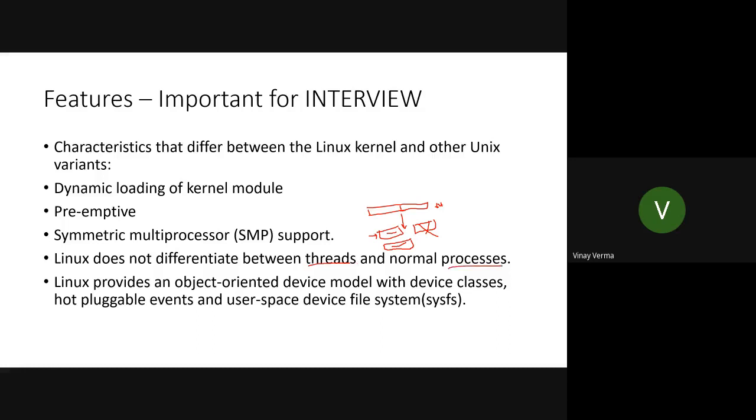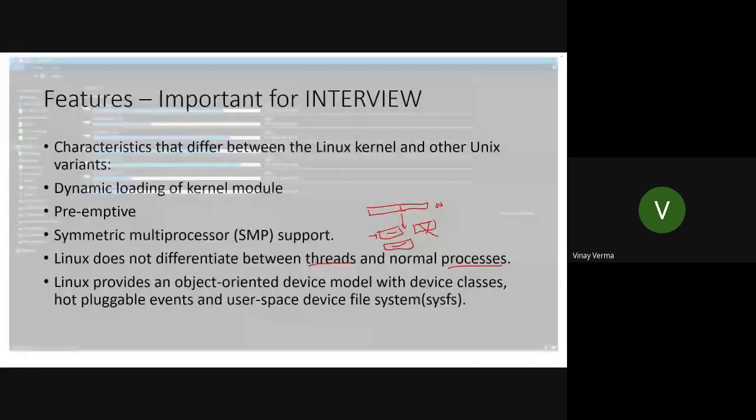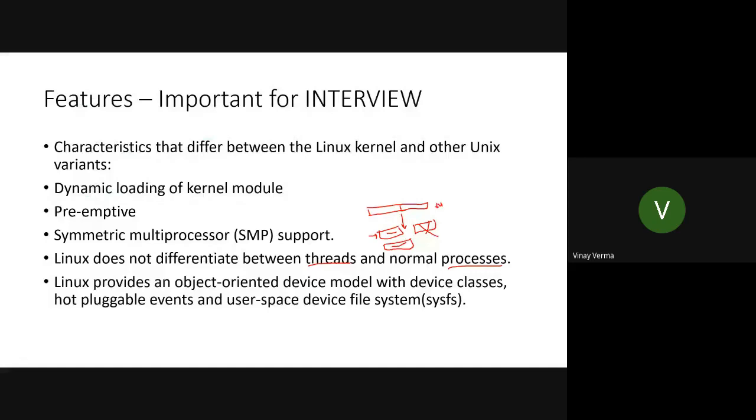And Linux does not differentiate between threads and processes. I will show you later. Basically, this is an important thing: Linux does not differentiate between threads and normal processes. And the main thing, the best thing for Linux, why it is used for servers, is this. Linux provides an object-oriented device model with device classes, hot pluggable events, and a user space device file system, which is known as sysfs.